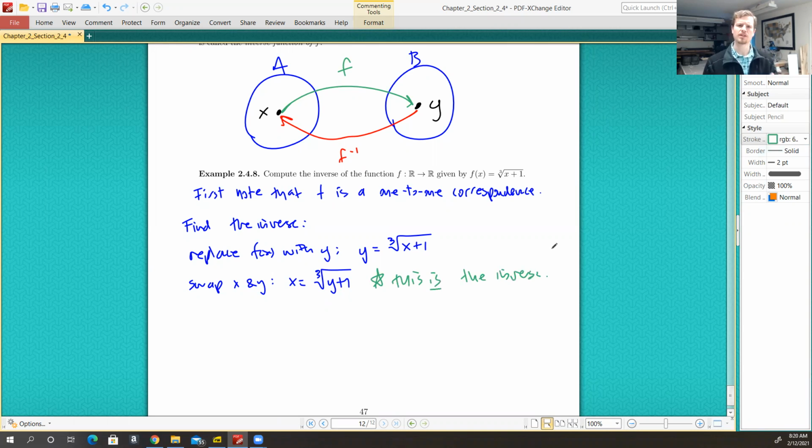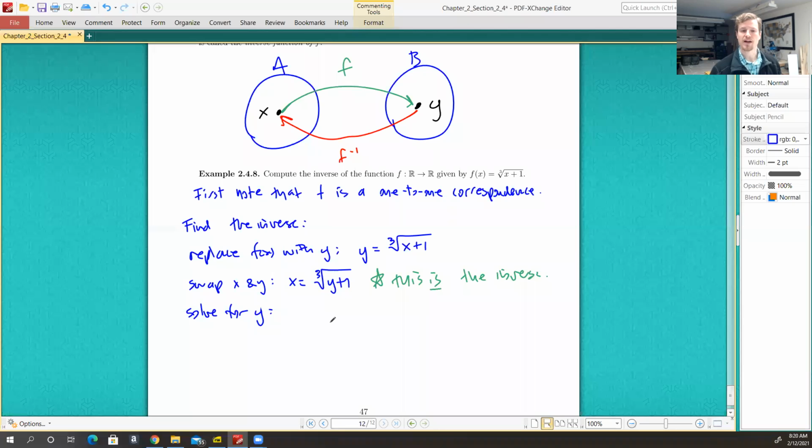We've already found the inverse, but what we need to do is take it a step further and write it in function notation. So we found the inverse, we just need to write it in function notation. How do we do that? Well, we solve for y and then use f inverse of x. So solve for y.